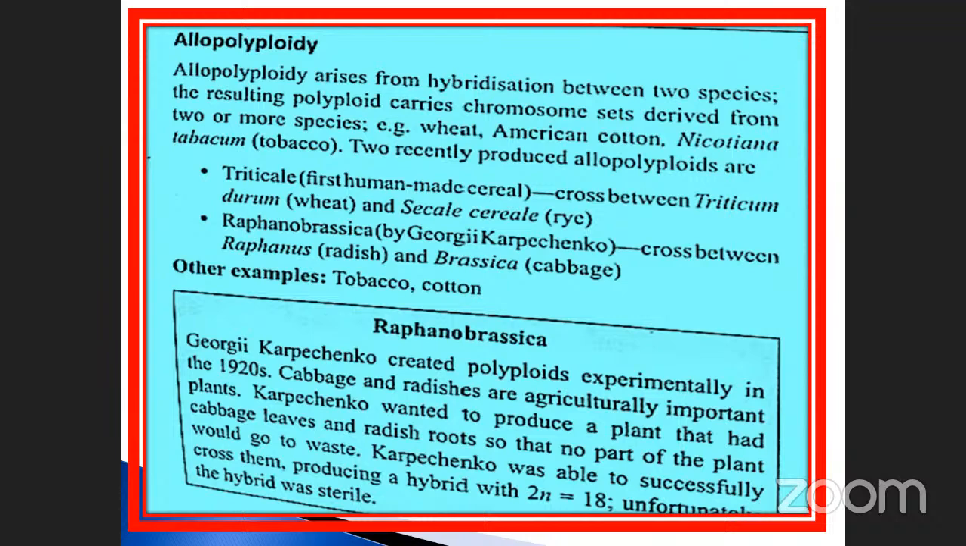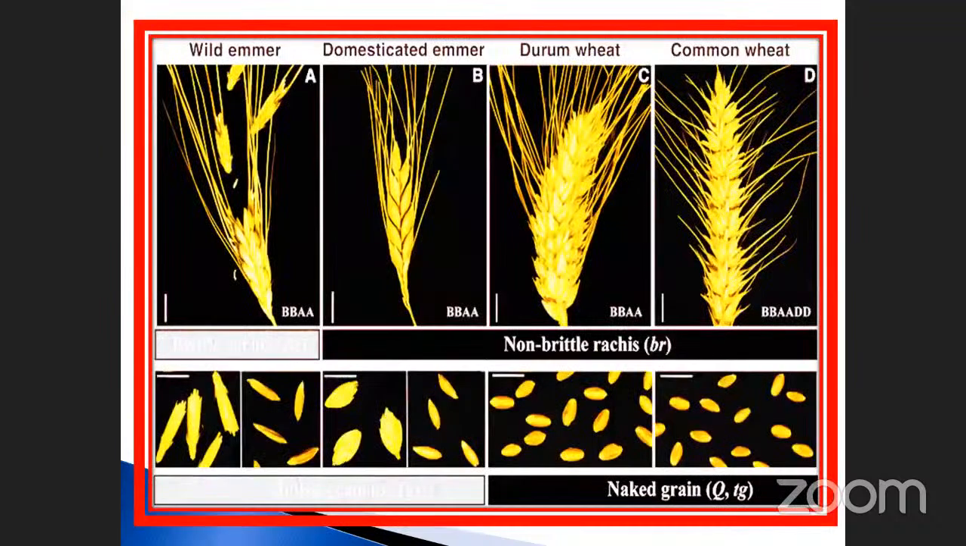That is also a negative result. Okay, so likewise, they discovered these different types of wheat: wild emmer and domesticated emmer, durum wheat, and common wheat, which is taken by the scientists. So these are the corresponding types.